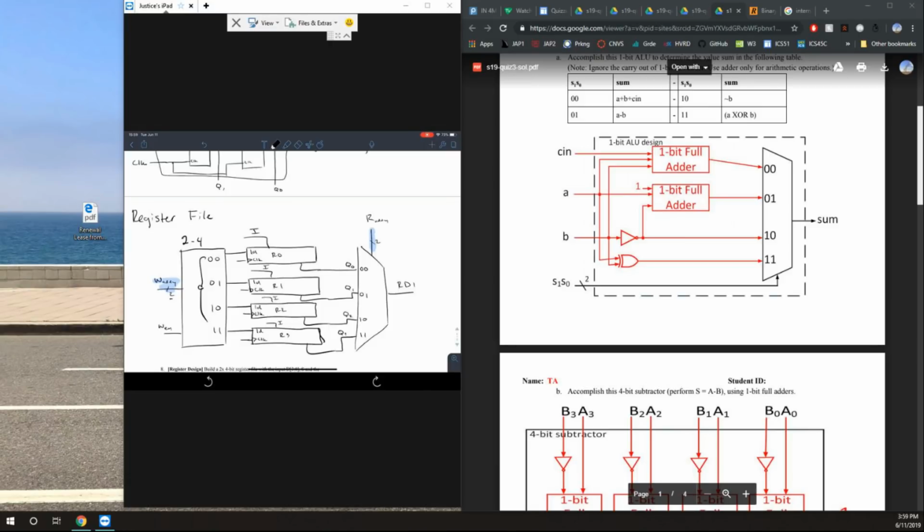The decoder's input is a selector, yeah, to choose which one is getting selected. I don't know, I think it's posted somewhere.